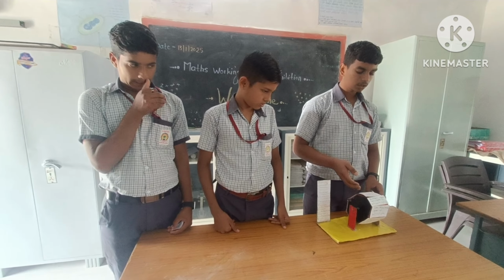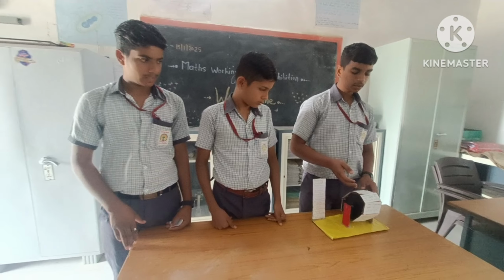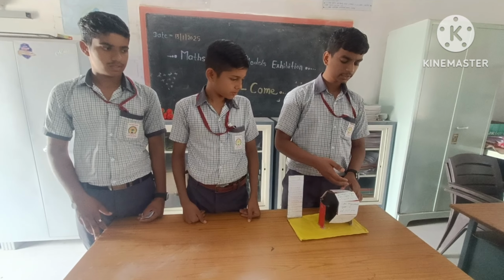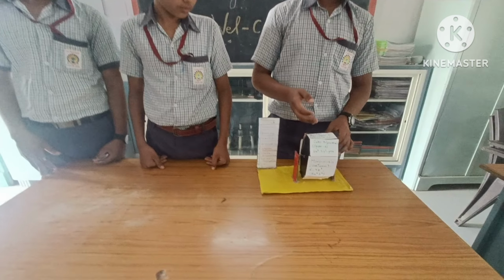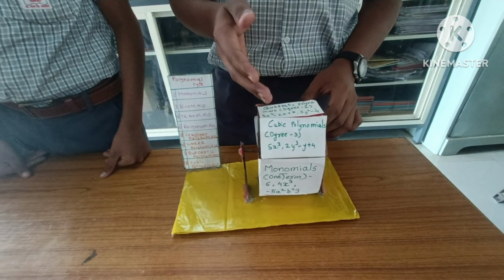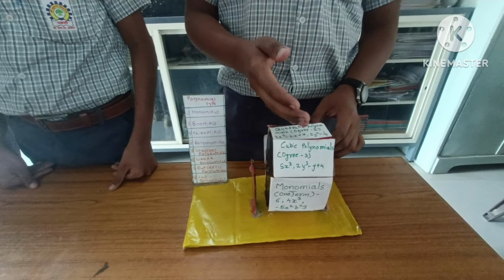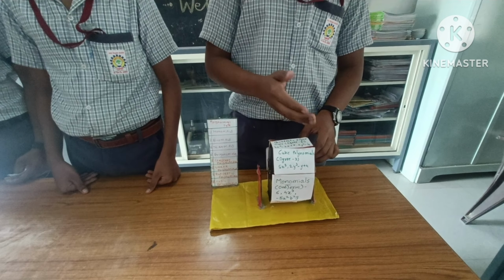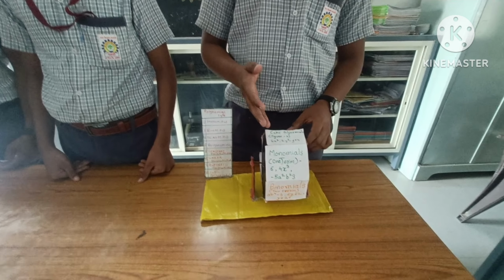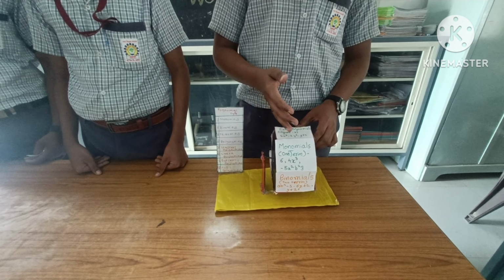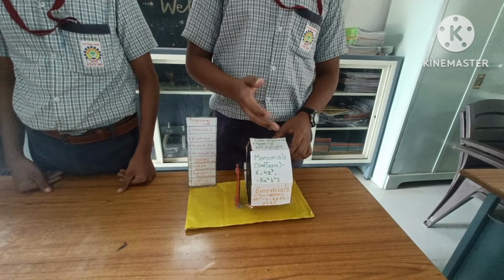Linear polynomial, degree 1: x plus 8, 3 upon 4 x minus 6. Quadratic polynomial, degree 2: 3x square minus 2x plus 7 and 5y square minus 1 upon 4. Cubic polynomial, degree 3: 5x cube, 2y cube minus y plus 4.